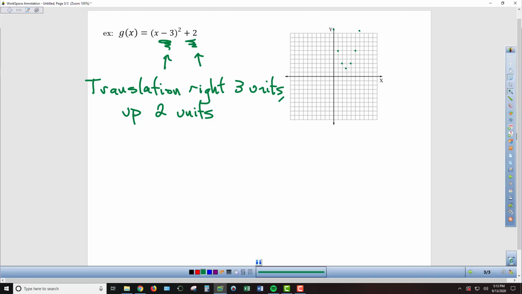So I'll fix that. And so now, again, it's the same U shape in every case. We've just translated it around the coordinate plane. We have not done any dilations. We haven't done any reflections, just translations left, right, because of the number being added or subtracted on the inside, up and down because of the number that's being added or subtracted on the outside of the square.